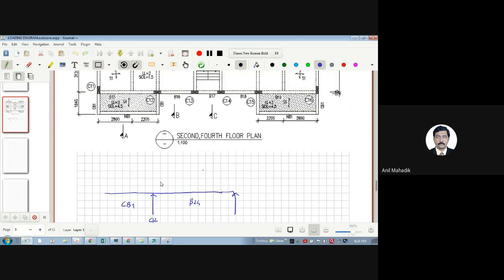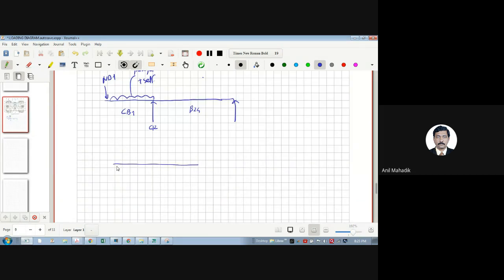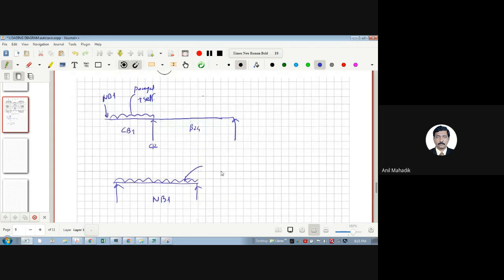So okay, we were discussing NB1. Let me write it again. So this will be the NB1 shear here, then this will be parapet plus self, okay, and NB1 carries the one way load from S6 plus parapet plus self. Then you will get the shear force.